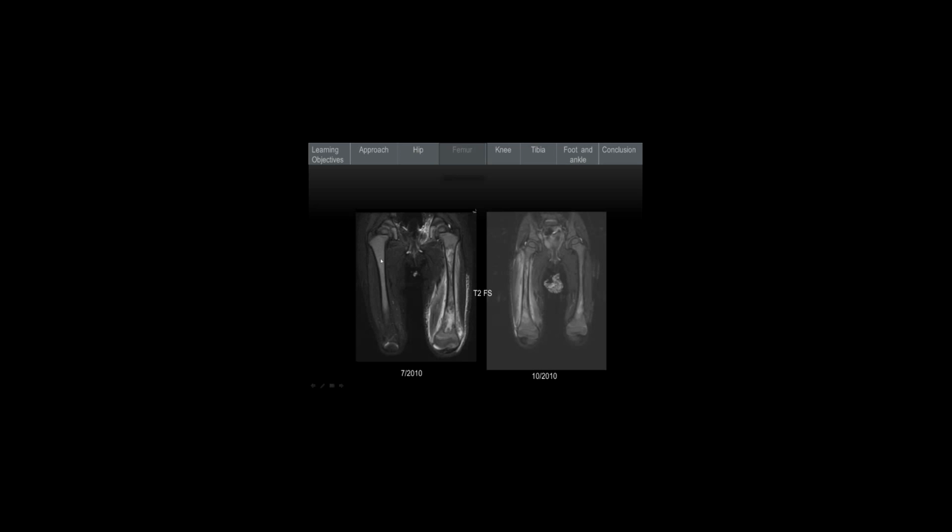Ordinarily, marrow would be nice and dark on a fluid-sensitive sequence that's fat-suppressed because of the fat that's within the marrow. So what entity could create this type of gross abnormality on one side, and 3 months later on the other side? This was sickle cell disease, and the child was experiencing acute sickle cell crisis and infarcts at the time of imaging in July and then in October. So sickle cell disease can be a significant cause of pain and limp. Of course, it's not limited to bones of the lower extremity, but something to consider in our differential.